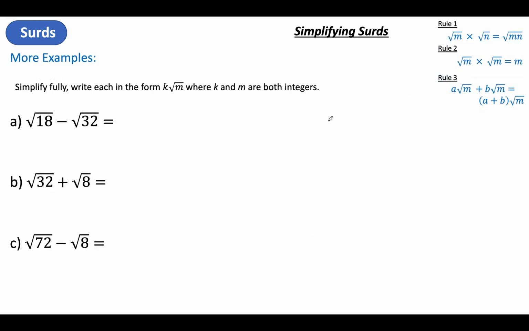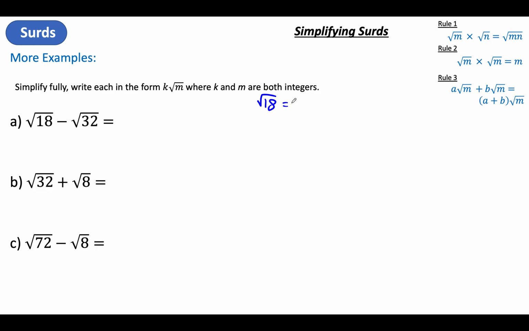Simplify fully each, in the form of k root m, where k and m are both integers. Basically, write something along the lines of 2 root 5 or whatever the answer may be. Now, you'll notice that we got different square roots here. It's because you need to simplify them first. You need to think about your answers.